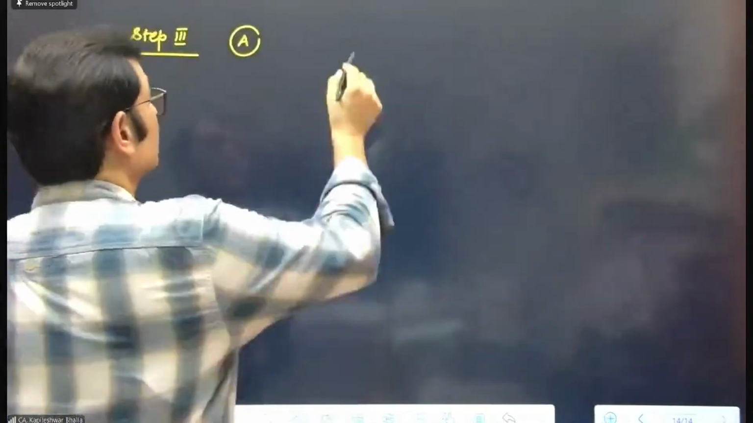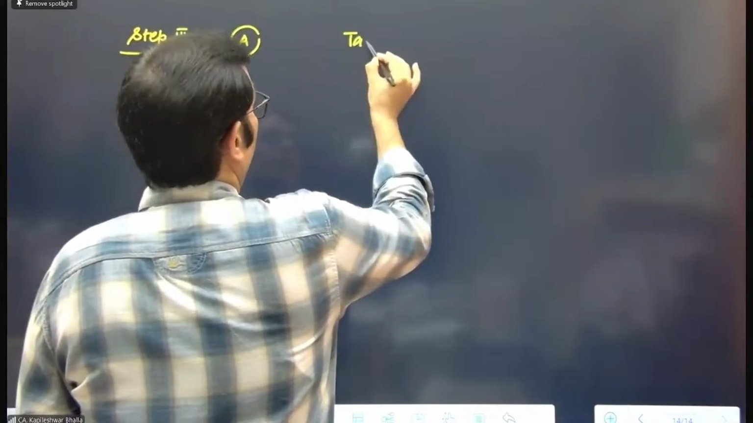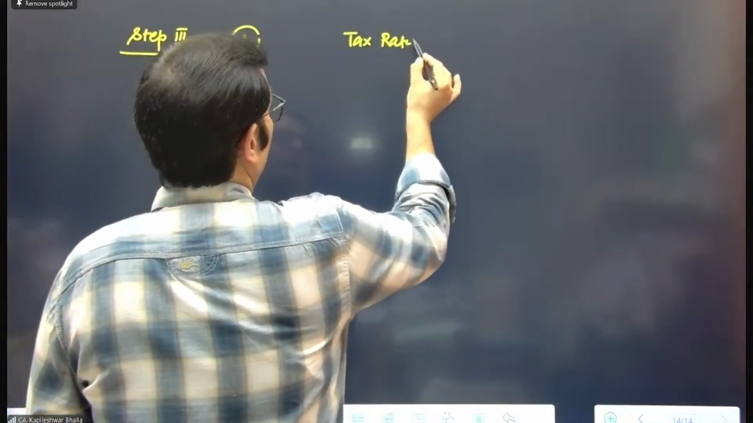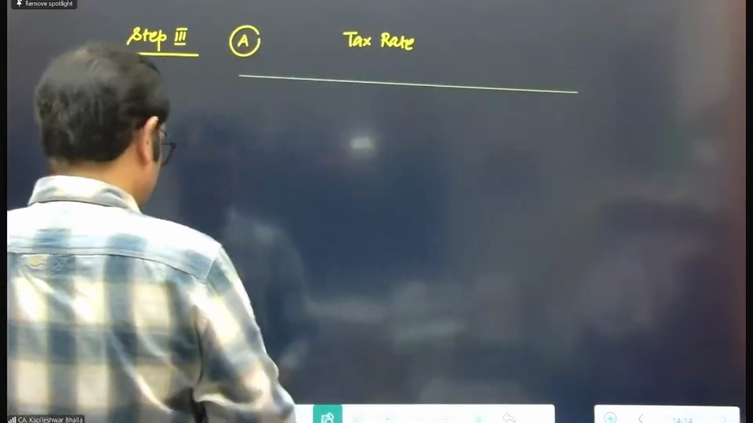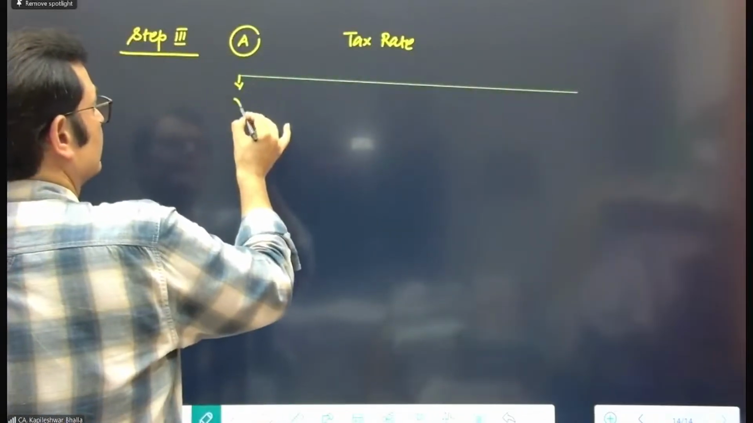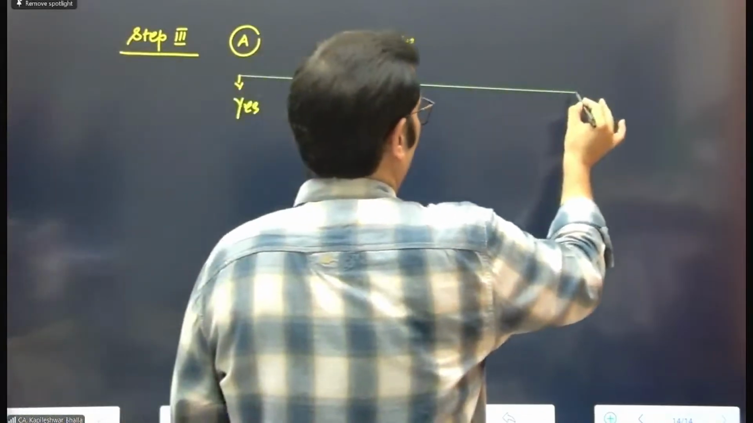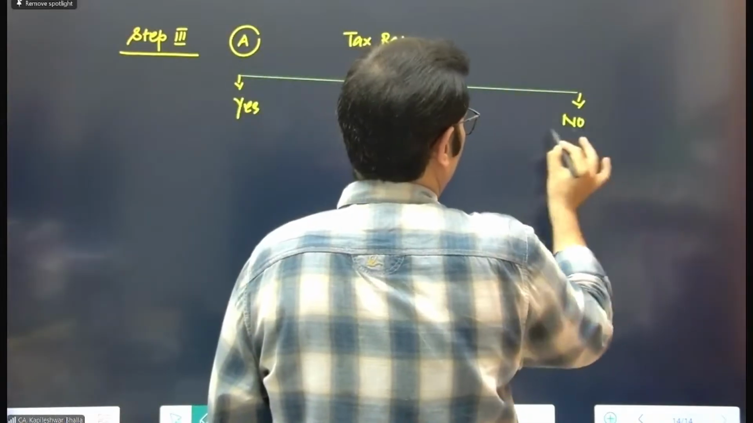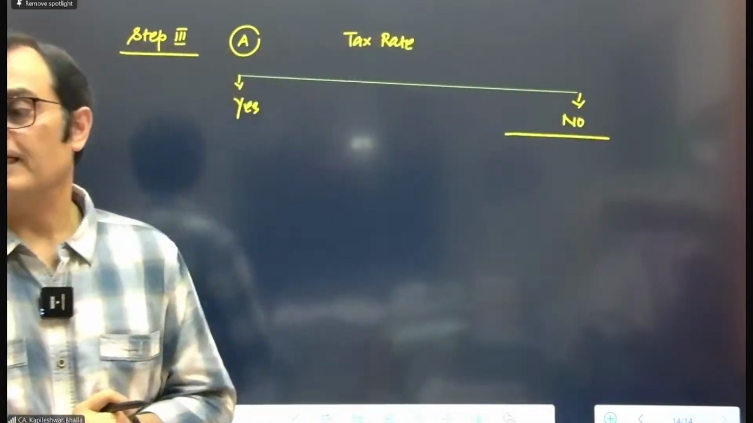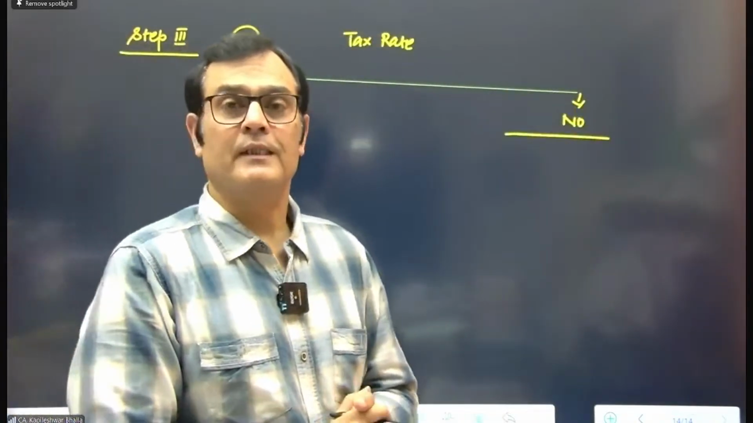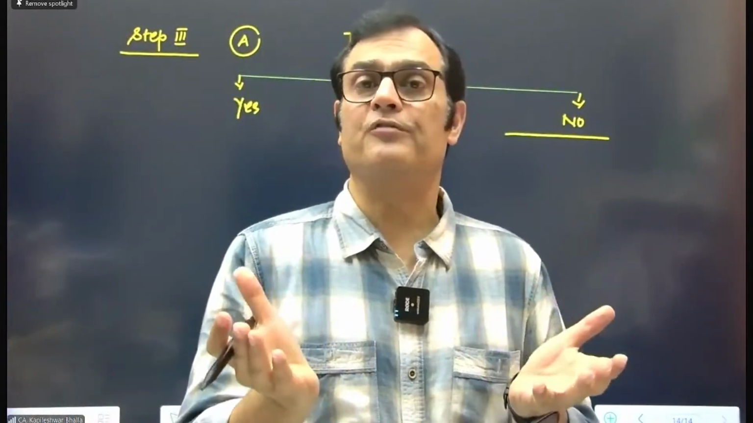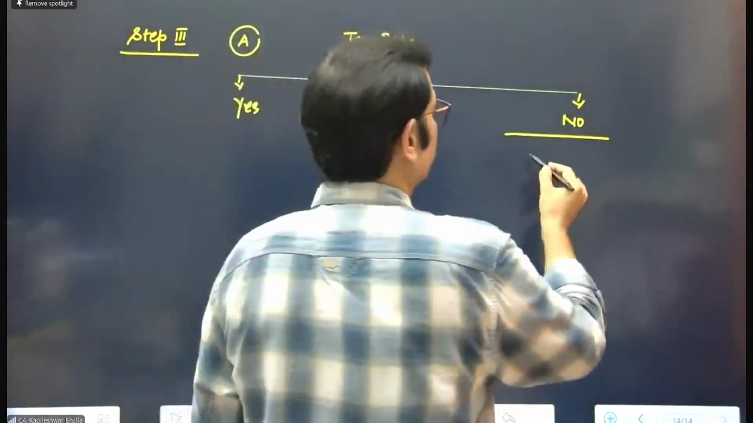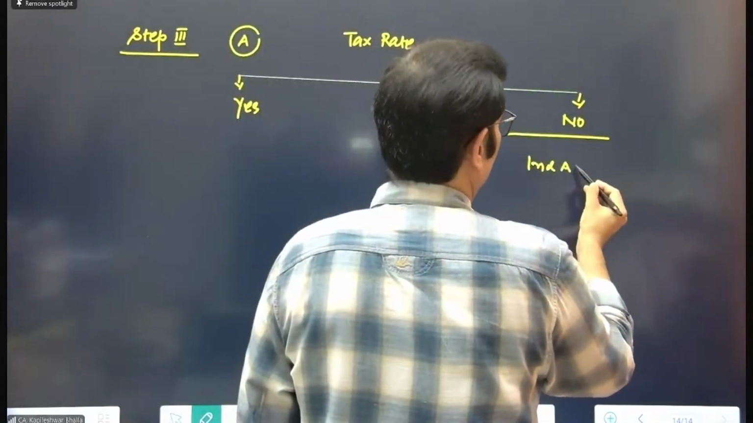So in step A, we will see whether a tax rate is given in the question or not. When you read the question, you identify that yes, there is a tax rate given in the question, or you identify no, there is no tax rate given in the question. I think life becomes easy. If there is no tax rate given in the question, then in that particular case, there are no deferred tax implications. So in this case, Ind AS 12 will not apply.